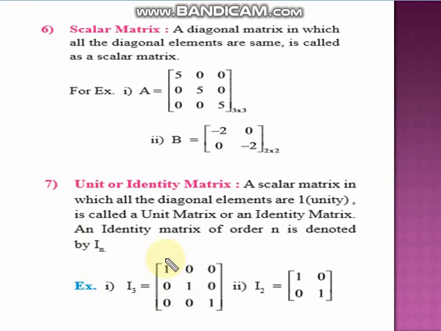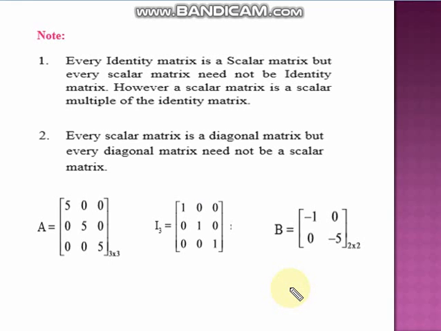You can see that this is a diagonal matrix because all the non-diagonal elements are 0. And what about the diagonal elements? They are equal to 1. So this is the identity matrix. This is the identity matrix of order 2, I2. Here also all the diagonal elements are equal to 1 and non-diagonal elements are 0. So this is a unit matrix or identity matrix.